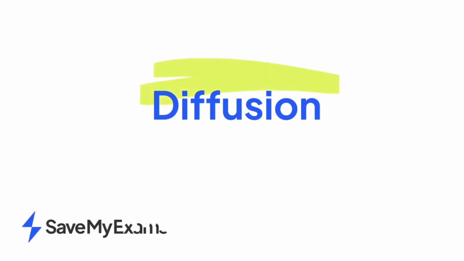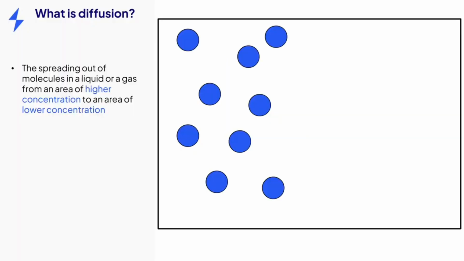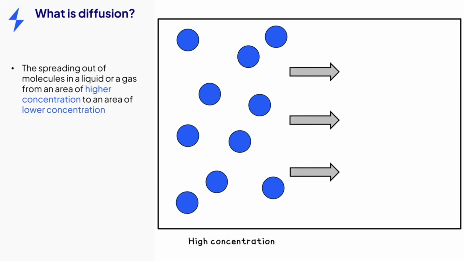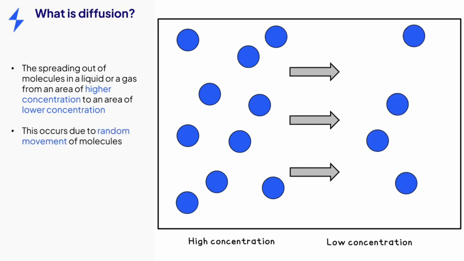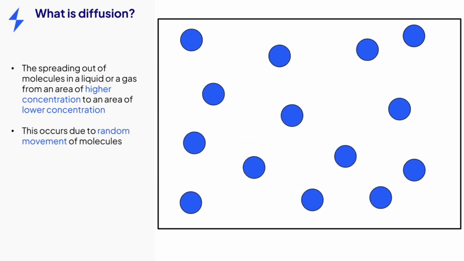This video is on the topic of diffusion. Diffusion is the spreading out of molecules from an area of higher concentration to an area of lower concentration. The movement of molecules is random, and the molecules spread out until they are evenly distributed in the available space.